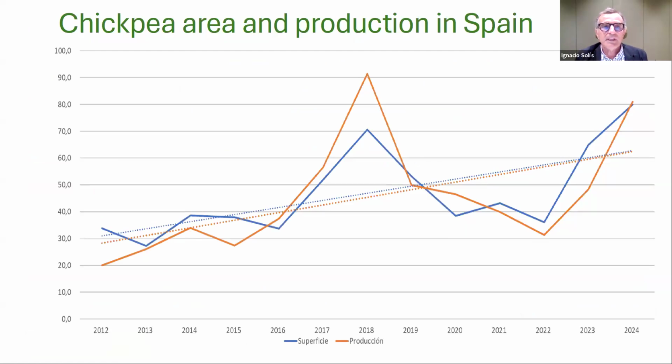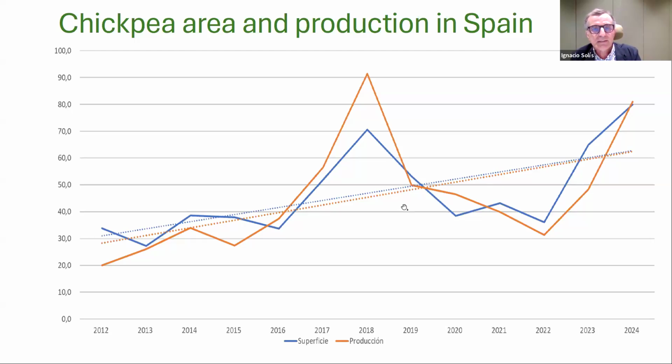These are the figures of the chickpea area in Spain, not only in Andalusia, the whole of Spain. When we had the first cultivar from Agrovegetal, Ituzi, it arrived to the market in 2012. At that moment, the area was around 20,000 hectares. Now we are around 60,000 to 70,000 hectares. The production is around 1 ton per hectare. These are the figures of the chickpea in Spain.